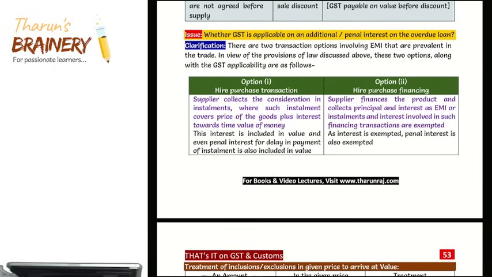Whereas in hire purchase financing, there will be three parties. What you see practically in today's scenario is hire purchase financing. What happens? You want to buy a two-wheeler or a four-wheeler.